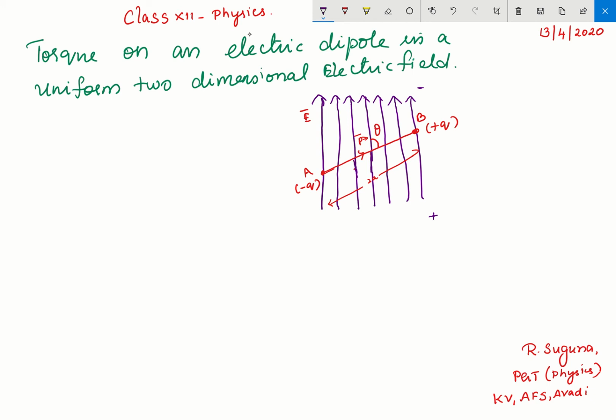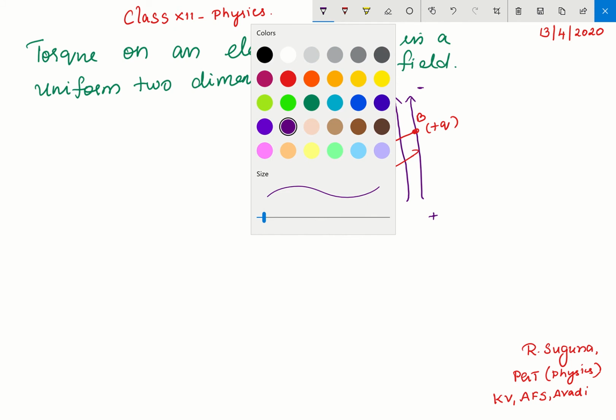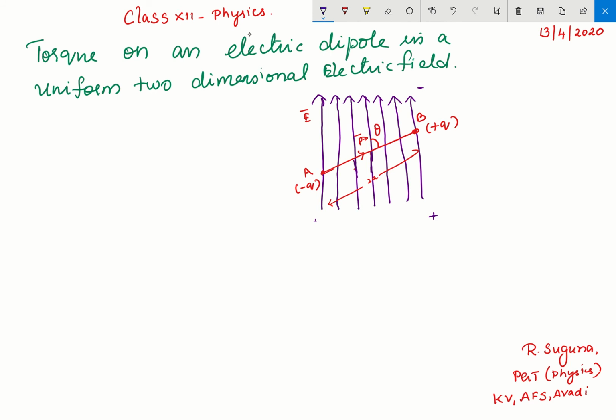Therefore, let us start from minus Q. At A, minus Q is there. The charge will experience a force. What force? It will actually be attracted towards the positive side. Therefore it will experience a force. In which direction? Let me have this as the force.